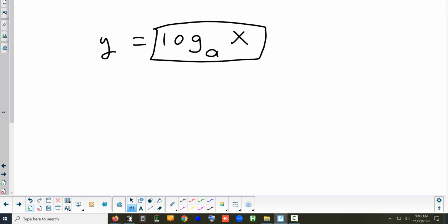So let's start by taking this equation and changing it to exponential form. What's my base in that equation? Yep. A is my base. Logarithm always equals what kind of number? Yep. Exponent. And what ends up by itself on the other side? Yep. X. Very good. All right. So all I did was change to exponential form.